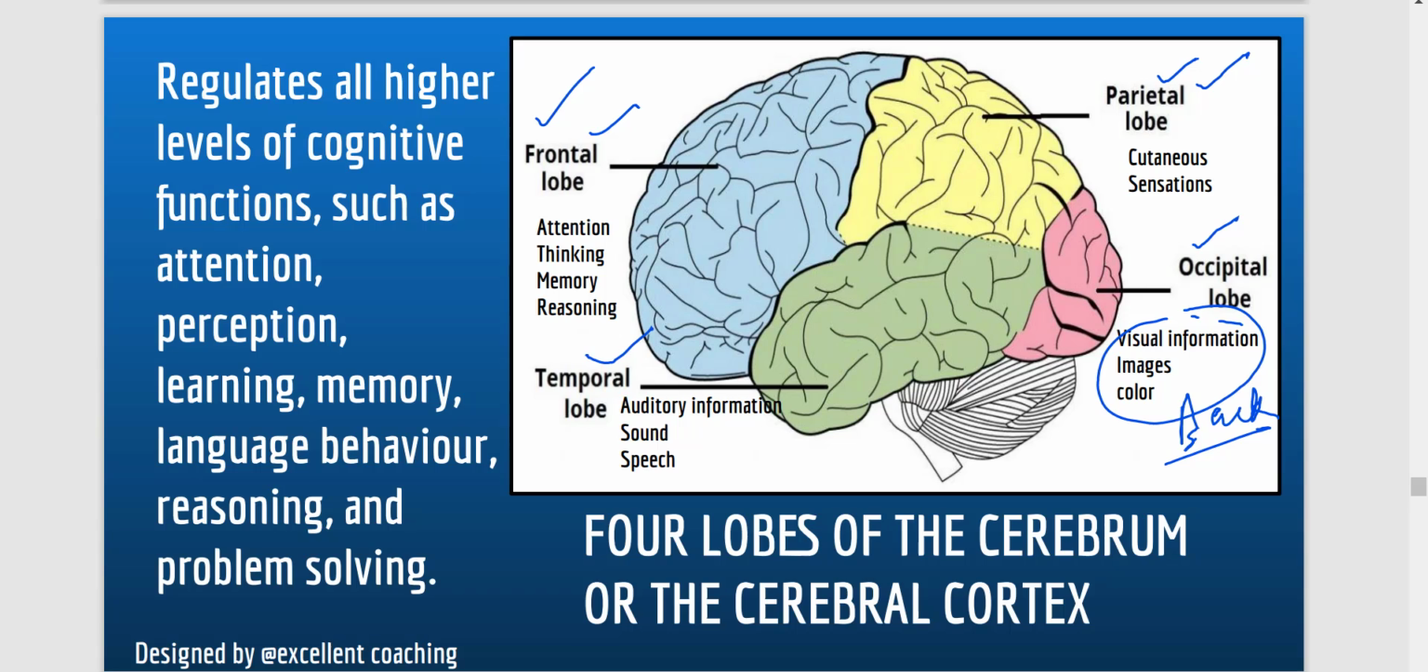So this is how the functions of the brain are distributed. But we cannot say that only a particular lobe or a particular part of the brain performs a function, and no other part is involved. Suppose, taking the example of collecting visual information, it is not that only the occipital lobe is involved. Each and every part of your brain is involved, but there is a localization of function.